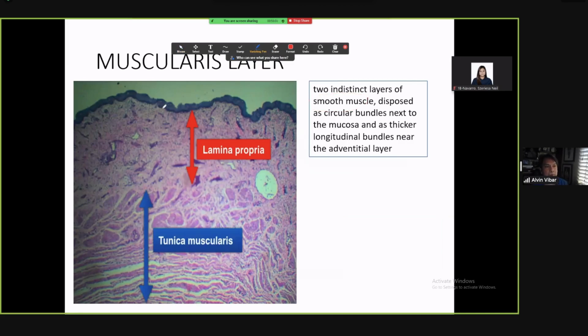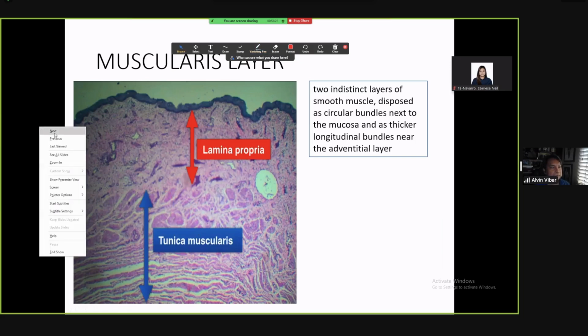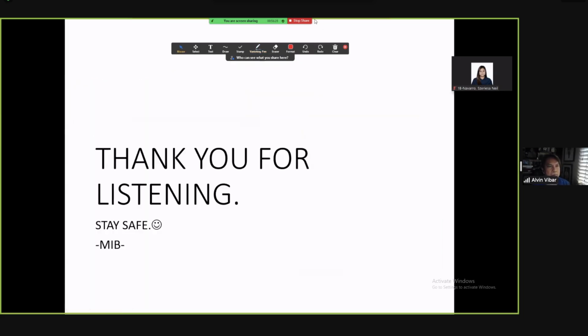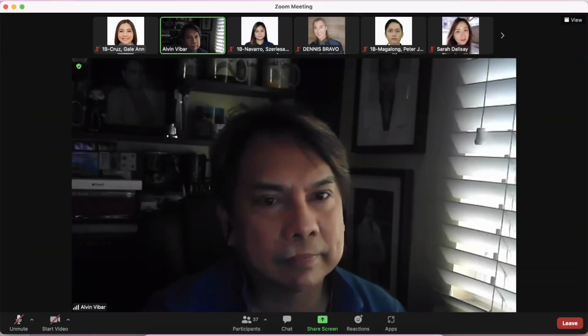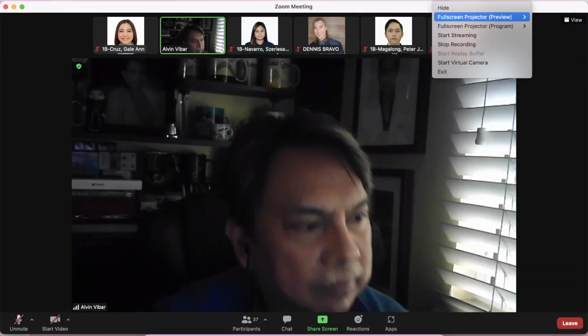Okay, clear po? So what are the layers of the vagina again? This is the mucosa, which is made up of lining epithelium and lamina propria. Okay, and then you have the tunica muscularis, which is made up of circular and longitudinal layers. Okay, questions po? Wala po.